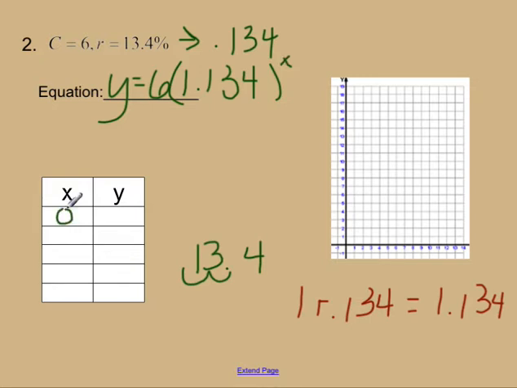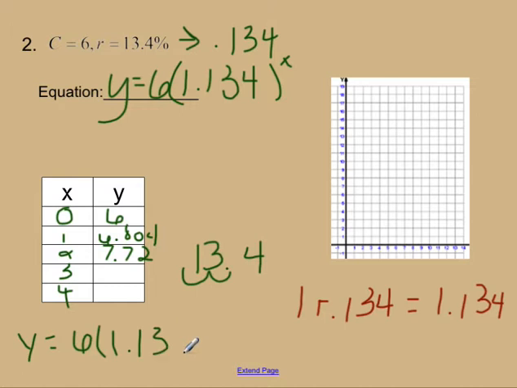So now for my chart, I'm going to use 0. Now with growth equations, I usually start at 0. So I have 0, 1, 2, 3, 4. When you plug in 0, you get 6. You plug in 1, you get 6.804. You plug in 2, you get 7.72. Again, all we're doing is taking out the x and putting each of these numbers in as the exponents. So when I plug in 3, I get 8.75.